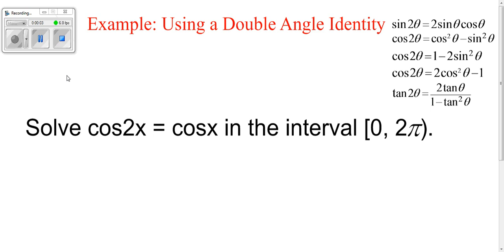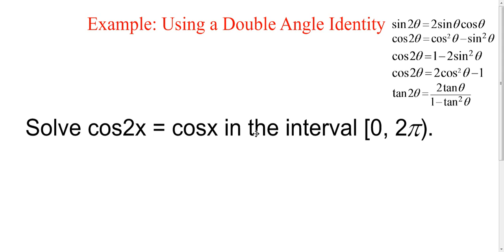Okay, in this lesson, we are going to be looking at some double and half angle formulas as ways to solve some problems using the unit circle. So in this case, we are being asked to solve for x in this problem. I'm needing to find where cosine of 2x is equal to cosine of x somewhere between 0 and 2 pi, which basically means you're somewhere on the unit circle.